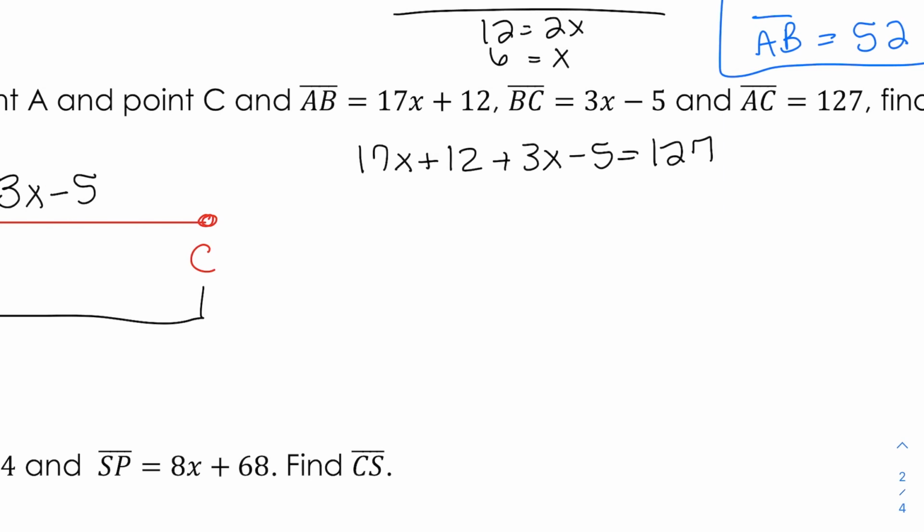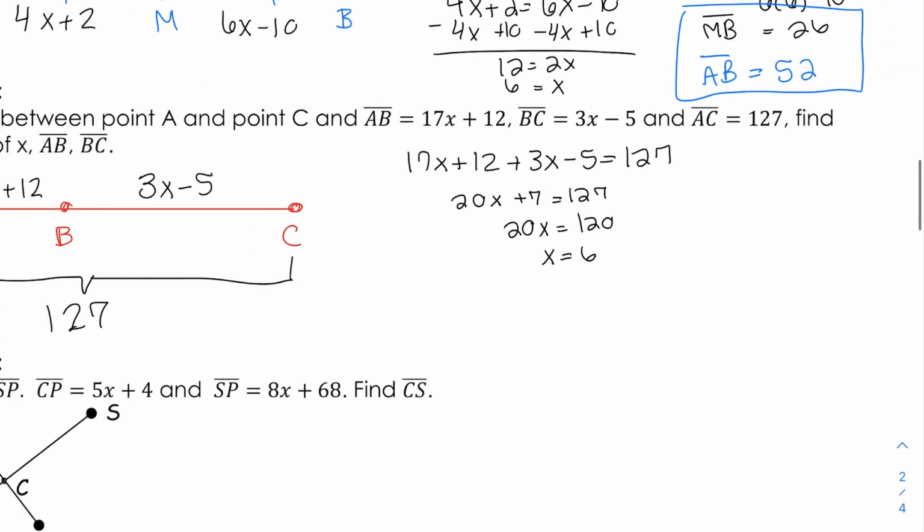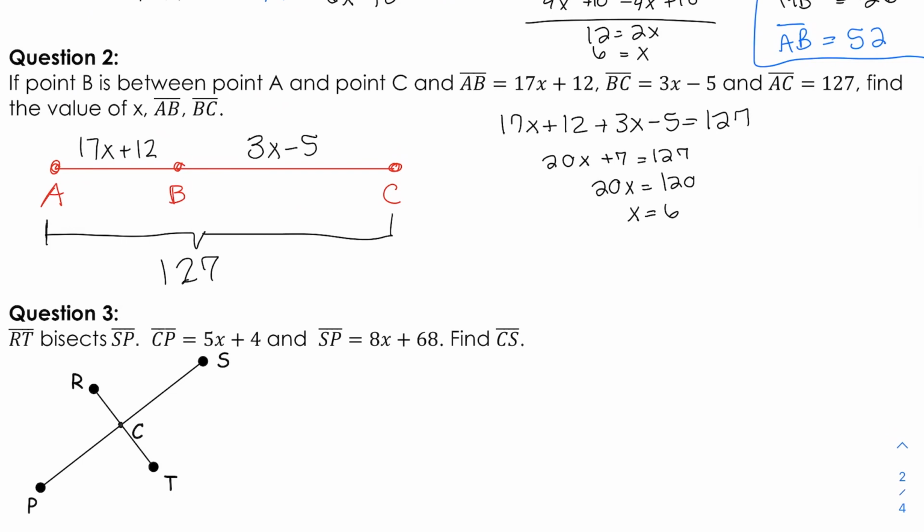Then I can combine like terms, so I get 20x plus 7 is equal to 127. So 20x is equal to 120, and x is equal to 6. But I also need to plug it in to solve for AB and BC. So AB is equal to 17 times 6 plus 12, and BC is equal to 3 times 6 minus 5. I'll enter that into my calculator. 17 times 6 plus 12 is 114, and BC is going to be 13.